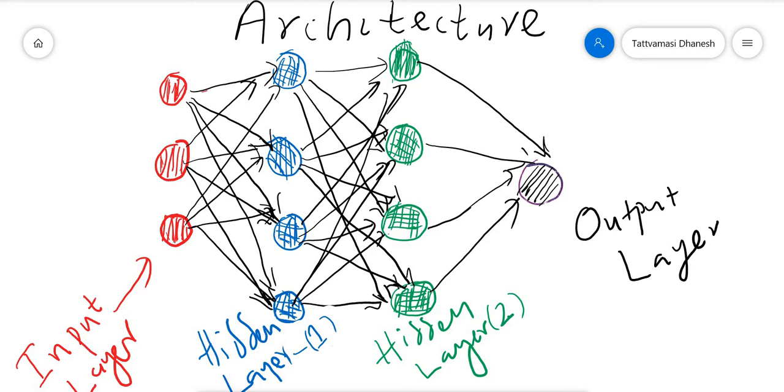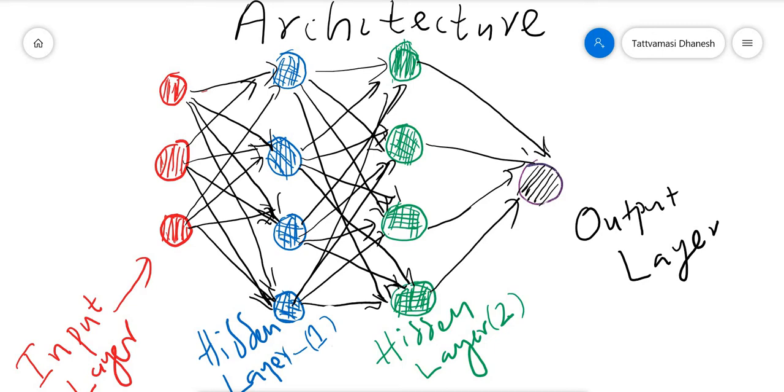It's the simplest one I have drawn. The second blue layer is hidden layer 2, and the last circle, in black color, is the output layer. So it has an input layer, then the hidden layers. Hidden layers can be any number. Here I am showing 2 hidden layers, hidden layer 1 and hidden layer 2, and the last black circle represents the output layer.